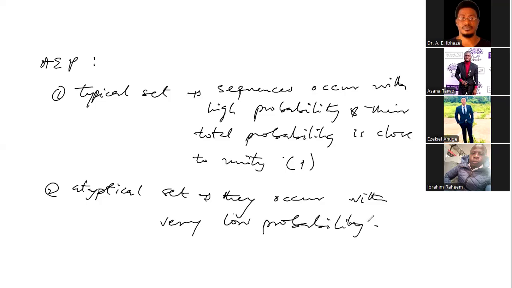So what we are going to be concerned about in terms of data compression will not be the atypical set. We want to consider the sequences that occur with high probability, which form the typical set. And once we are able to map those, we should be able to get a typical representation of that data in terms of the average description. Is that okay?